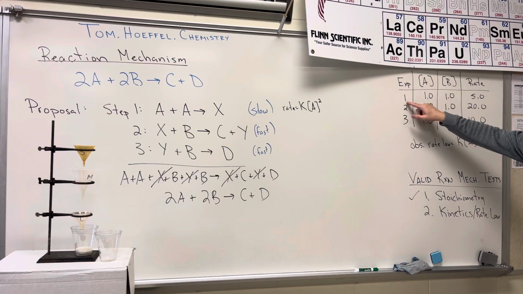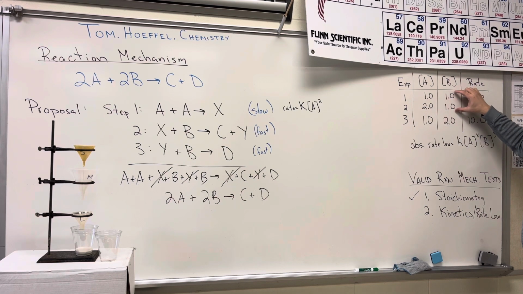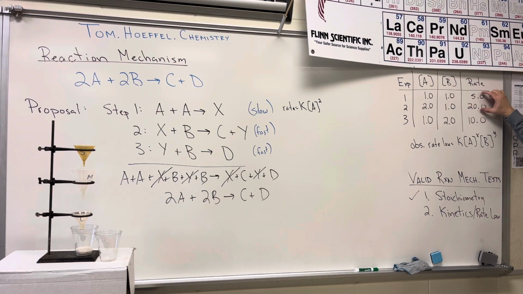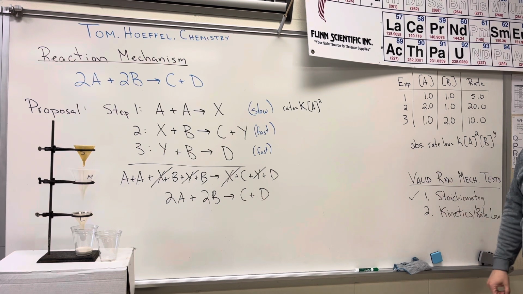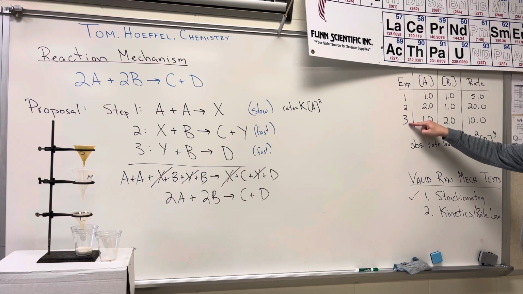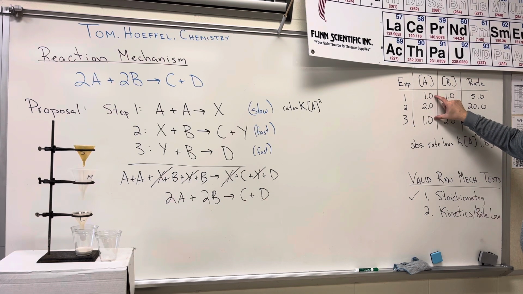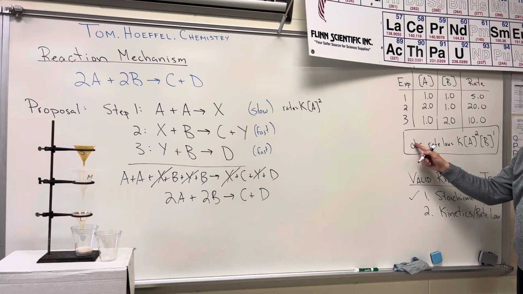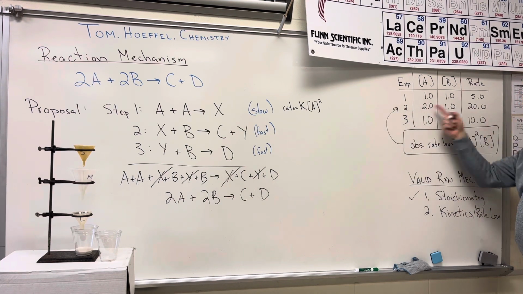To figure out x, we're going to compare experiments 1 and 2. B is staying constant, A is doubling, and when A doubles, the rate quadruples, okay? So that tells us that this has to be a rate order of 2. Then we're going to do the same thing for B, but we're going to compare experiments 1 and 3, because that's where A is constant, B is doubling, and the rate is doubling. So that means rate order of 1, okay? This is what we call the observed rate law. And remember, you always get the observed rate law from experimental data.